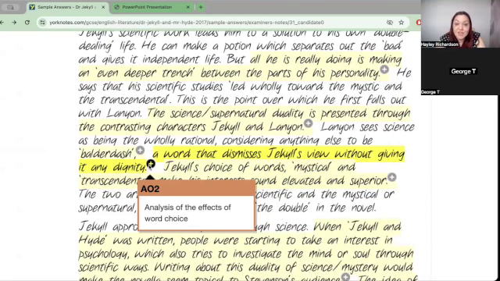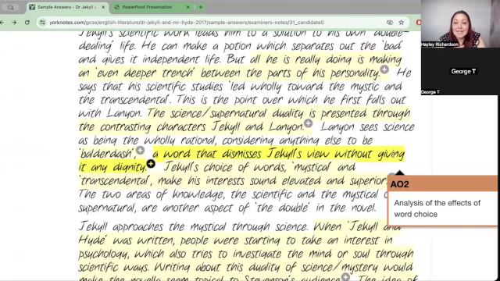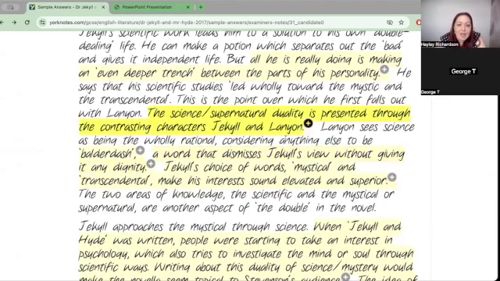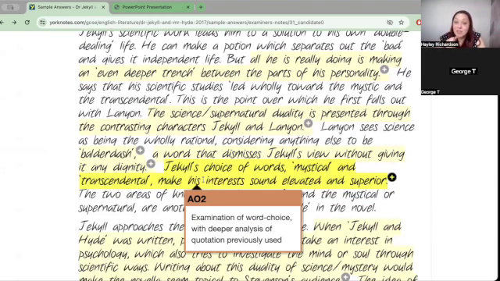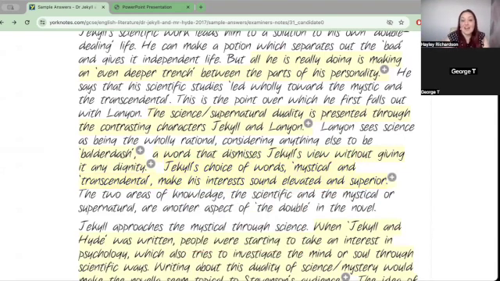Analysis of the effects of the word choice. I think that could be explained and analysed a little bit more. For me, I would want that to be a little bit more juicier, put a bit more meat in there. Jekyll's choice of words, there we go. Now, here is a perfect example of where you would have an amazing opportunity to whack in some of that ambitious vocabulary. Jekyll's meticulous selection of words, mystical and transcendental, make his interests sound elevated and superior. Sounds so much more mature than Jekyll's choice of words, you know, meticulous selection.